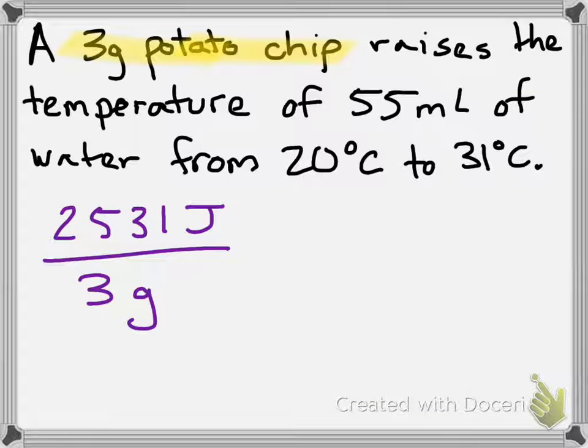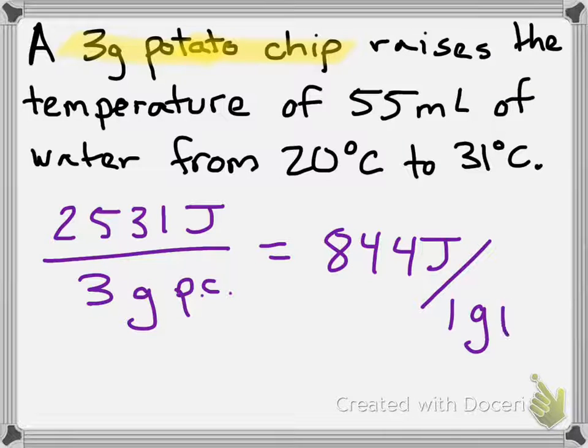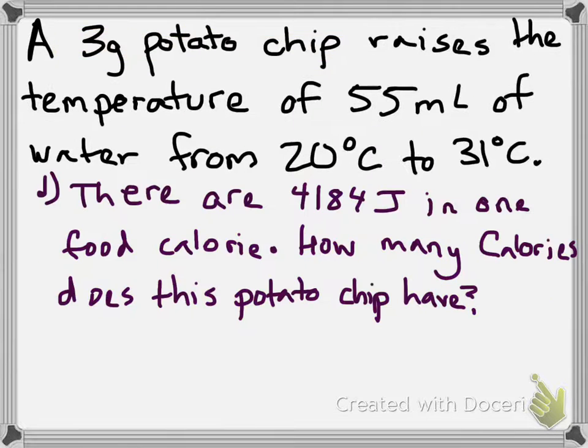So right now, we have 2,531 joules per 3 grams of potato chip. So that means when we divide this number by 3, there are 844 joules per 1 gram of potato chip. So the 1 gram of the potato chip would produce 844 joules. The last part is to convert from our joules into food calories.